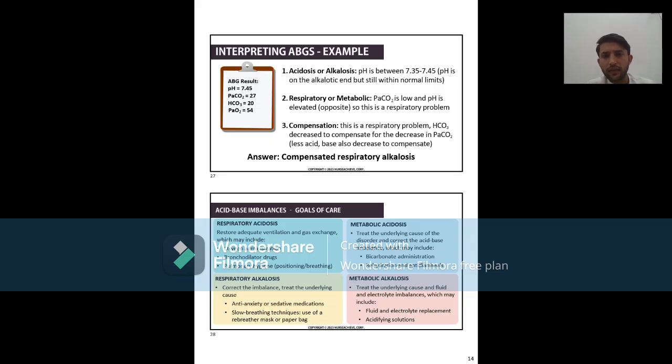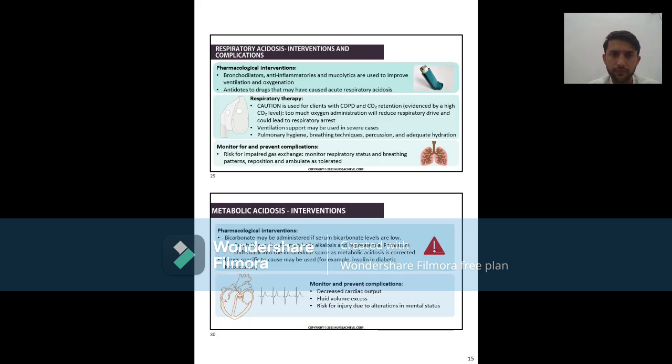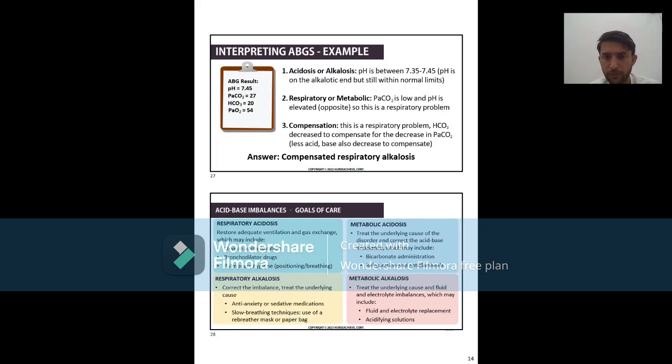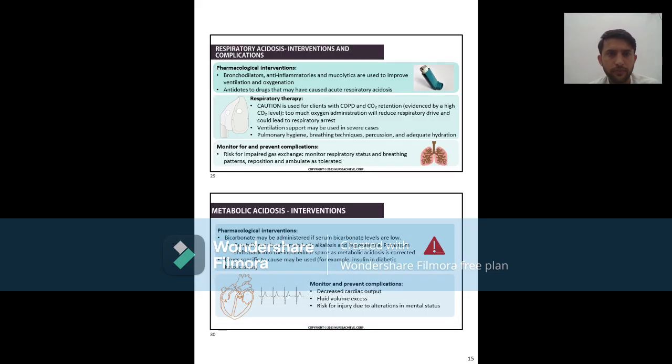In metabolic alkalosis, treat the underlying cause of the fluid and electrolyte imbalance, which may include fluid and electrolyte replacement, such as potassium and calcium, and acidifying solutions. We give these to the patient to acidify the solution. These are some of the pharmacological management.